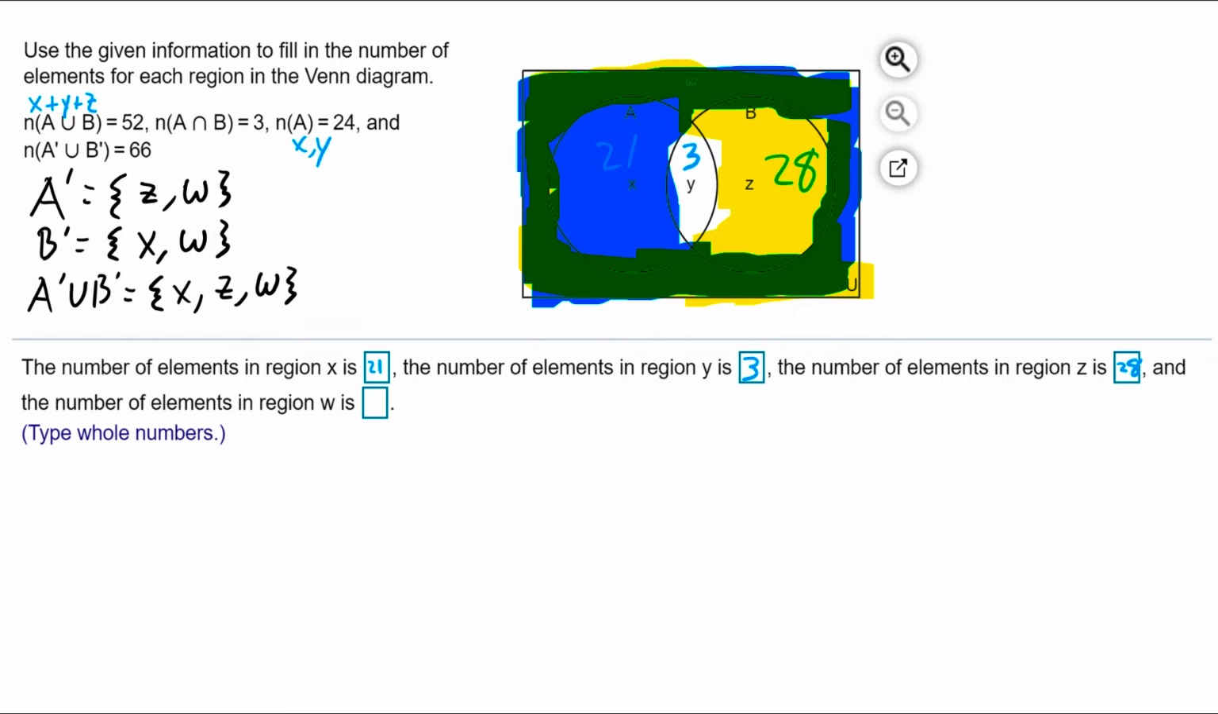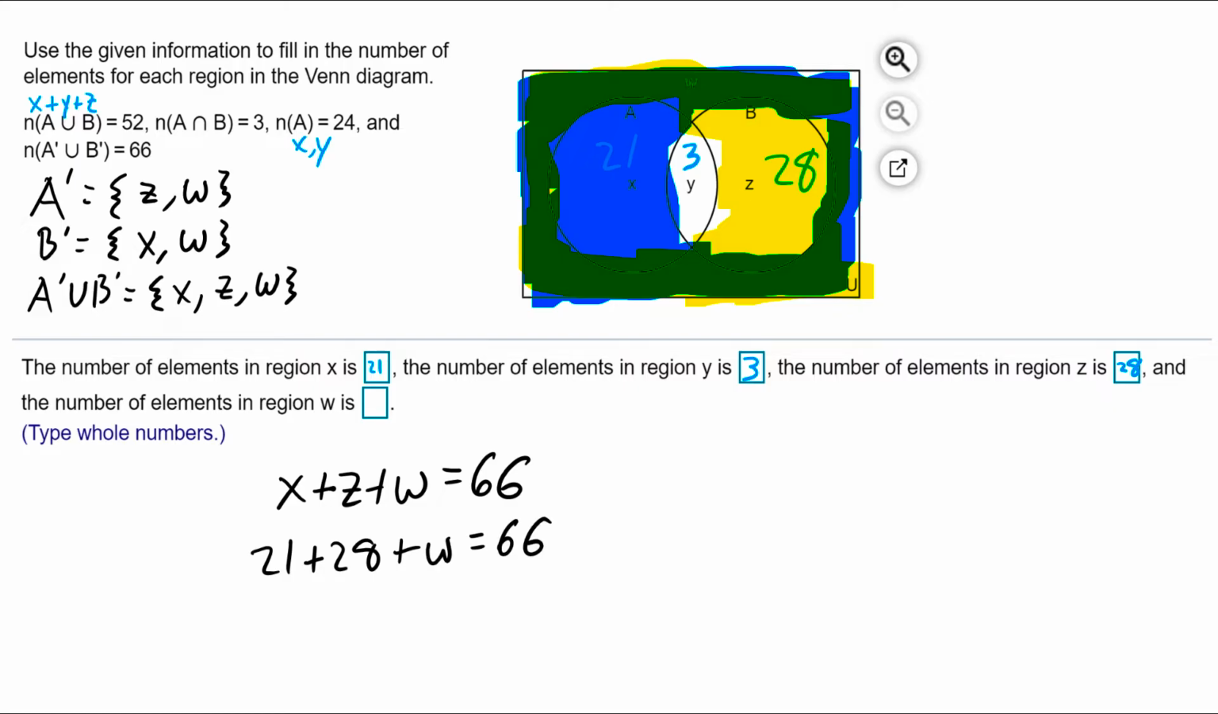So what that tells us is that X plus Z plus W equals 66. So that's 21 plus, we know Z, 28. That's 49. Plus W equals 66. And so 49 plus what gives us 66? That would be 17. And so that is what region W is.